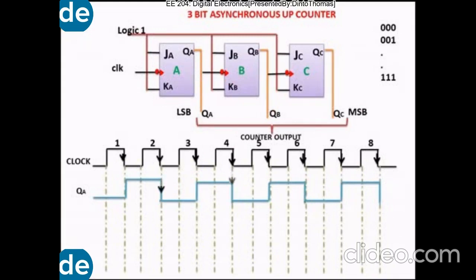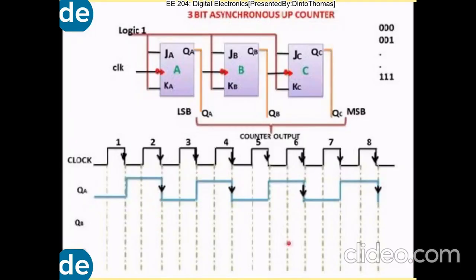And based on this negative edge, we can find out the value of QB. We are again assuming the value of QB as 0, and this value of 0 will be maintained till the negative edge of QA. Then the value will toggle from 0 to 1, and the value 1 will be retained until the next negative edge of QA. So the value of QB is generated based on the QA negative edge.